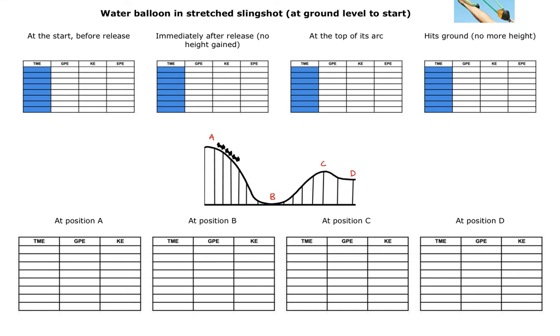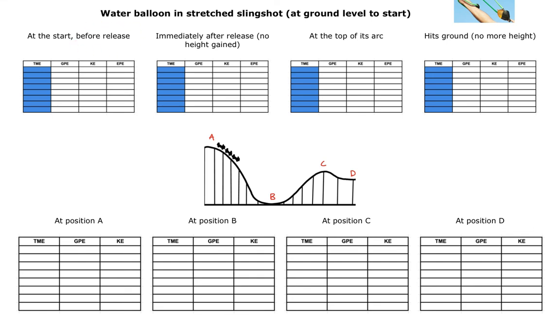Then we're going to look at what happens at the way top of its arc. So the water balloon is as high as it's going to get. And then we're going to look at what happens right as it hits the ground. Okay, so its height is 0. Okay. So when we start out at the start, before release, we're just going to assume it starts at ground level or very close to it.